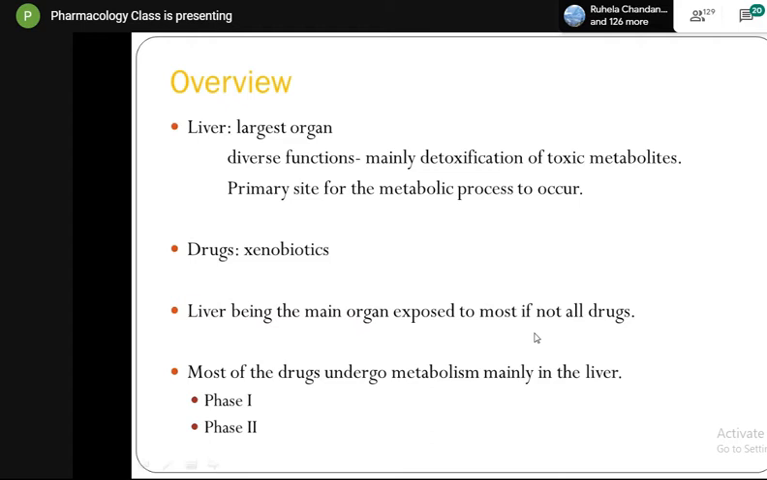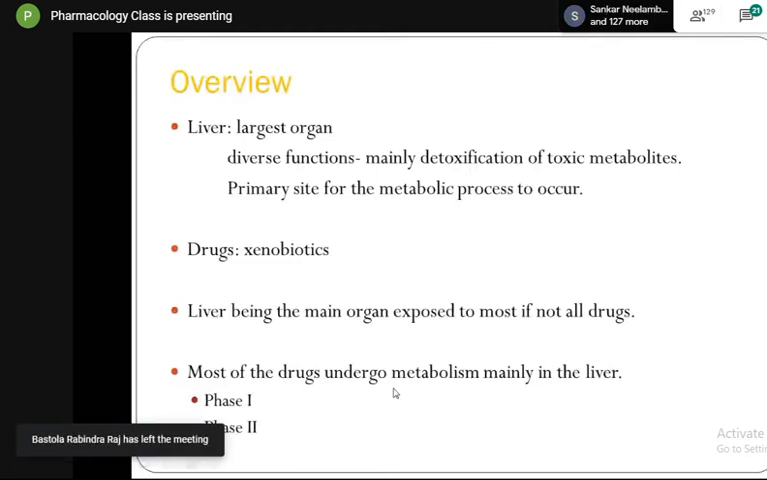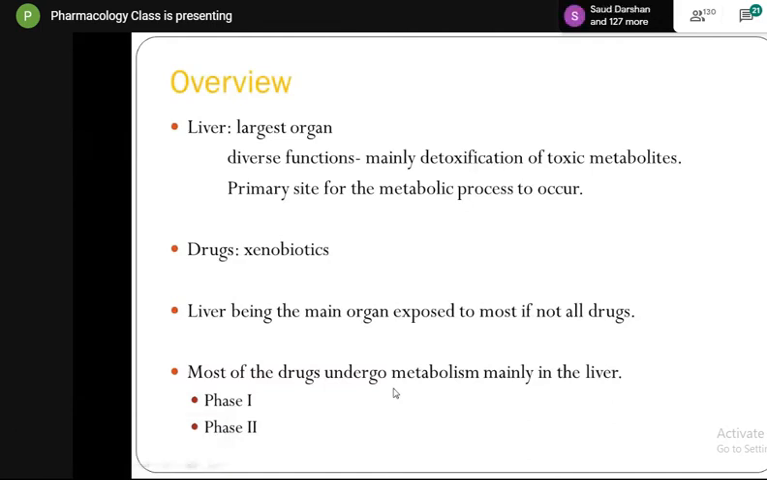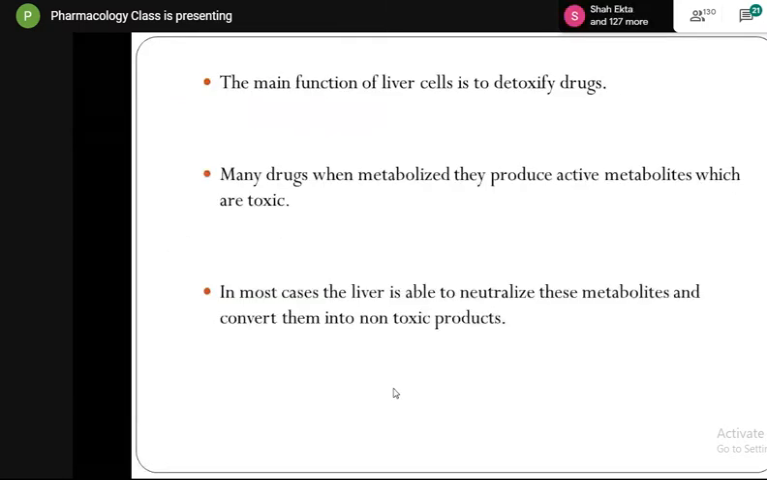And there are two phases under which the metabolism mainly occurs in the liver: phase 1 reactions and phase 2 reactions, which make the drug ready for the excretion process by making it lipid insoluble, so that it is not further reabsorbed in the body and is made ready for excretion out of the body. And the liver plays that important function here in the metabolization of the drugs.